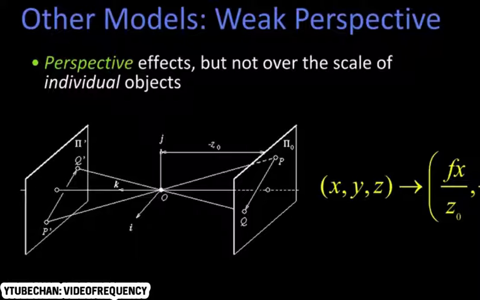The idea is that we know that when things get further away, they're going to get smaller. But what we're going to do is say that all the points on a given object are at some constant depth. We'll say z0, as is written here. So for all the points on that object, (x, y, z) will get mapped to (fx over z0, fy over z0). So that object will get scaled. But some other object, might be a significantly closer object, will get scaled by a different value.